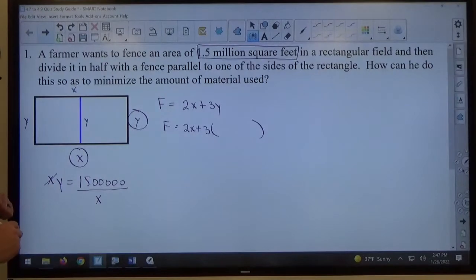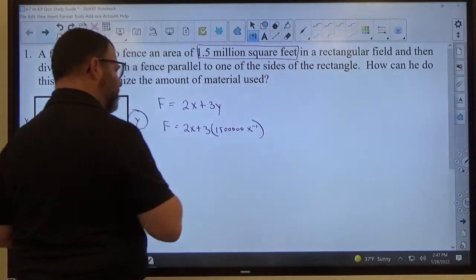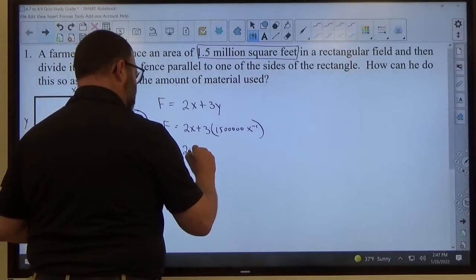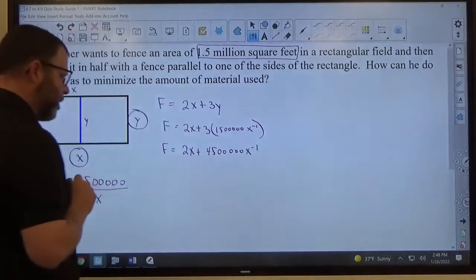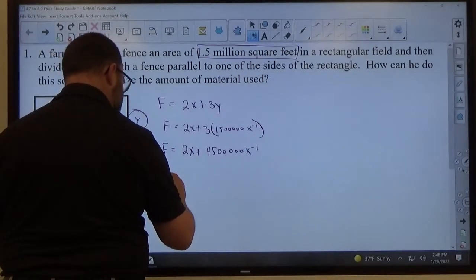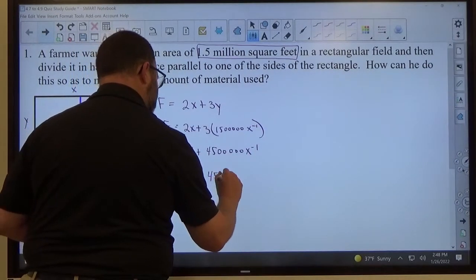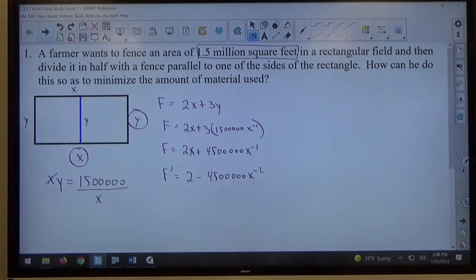And I'm going to call this 1,500,000 x to the negative first. So if I multiply the 3 through that, I end up with the fencing required as 2x plus 4,500,000 x to the negative first. So at this point I got my fencing expression figured out, so I know F prime is going to equal 2 minus 4,500,000 x to the negative second. We're trying to find the critical numbers of that function.